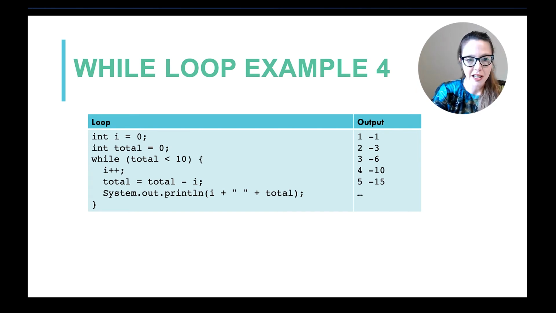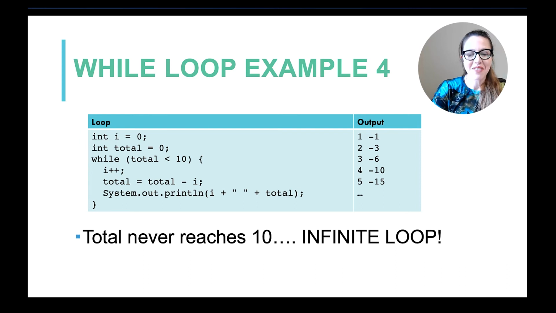Now, maybe that's what they expected, but this certainly doesn't work with our condition because what that does is it takes total, which started at 0, and brings it negative. I keeps increasing and total keeps decreasing. So total will start at 0 and it will always be less than 10. And so that condition will always be true and there's no way to exit the loop. The total will never reach 10. And this is called an infinite loop. It's an example of something that we try to avoid.